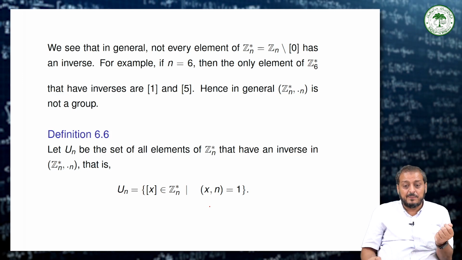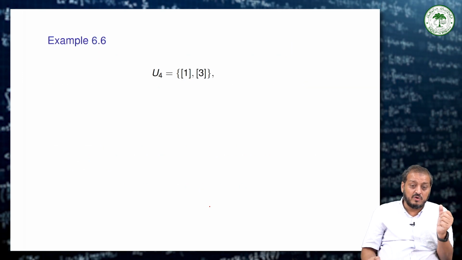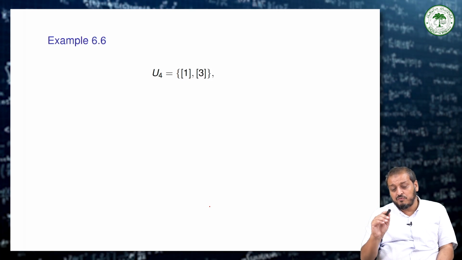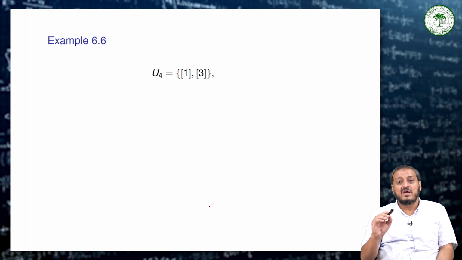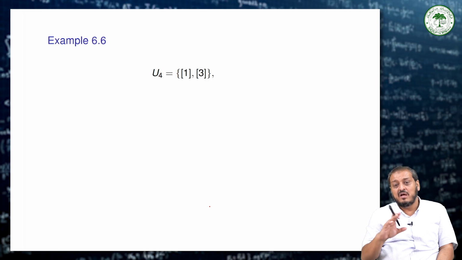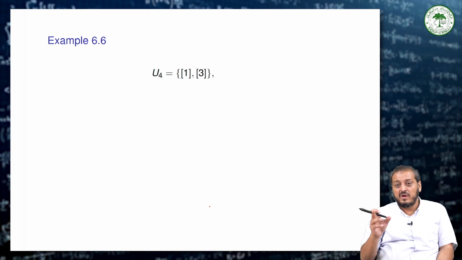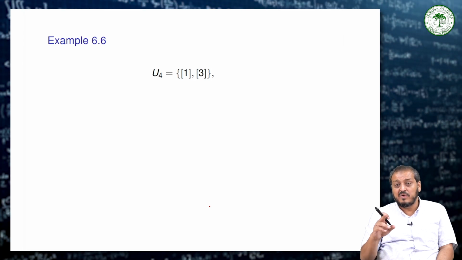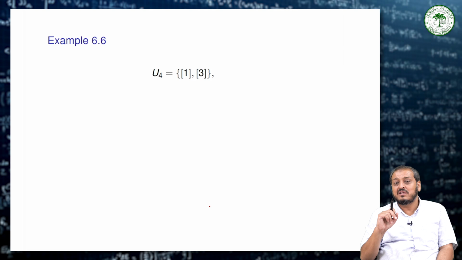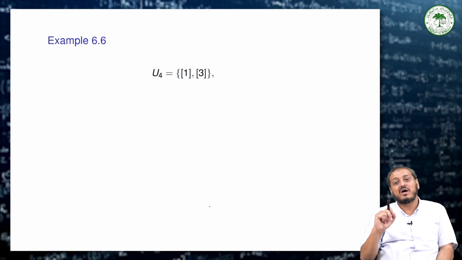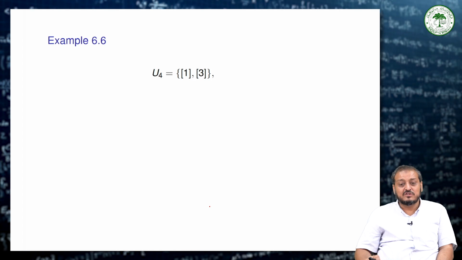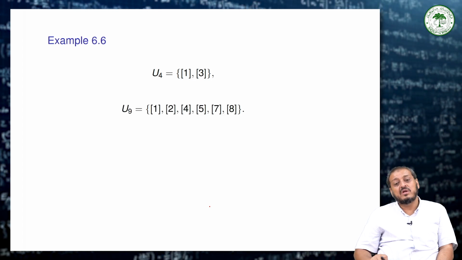For example, take U4. The elements of U4 are the equivalence classes which are relatively prime to 4. 1 and 4 are relatively prime. 2 and 4 are not relatively prime, so 2 is not a member of this set. 3 and 4 are relatively prime. So 1 and 3 are the elements of this set, and similarly U9.